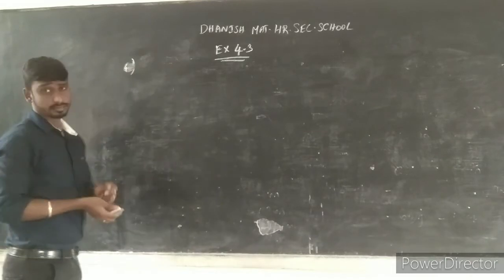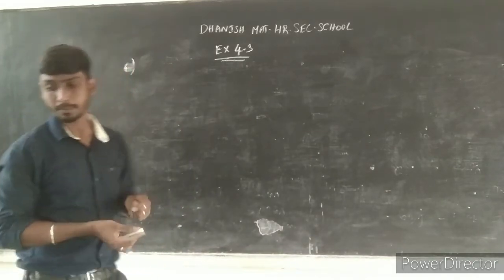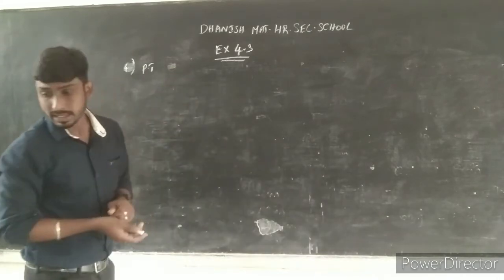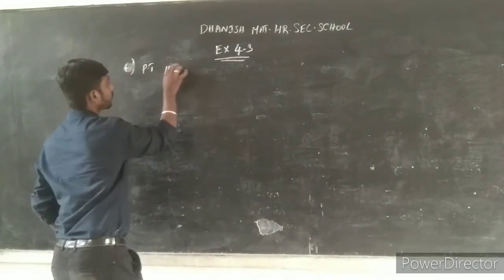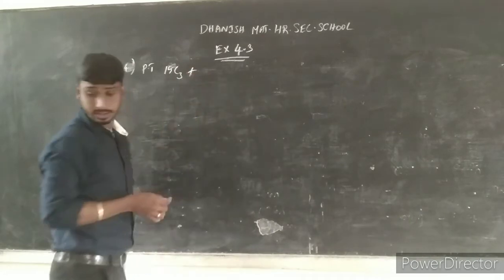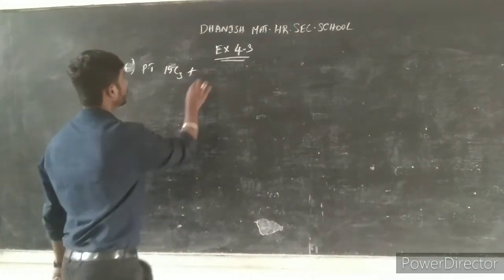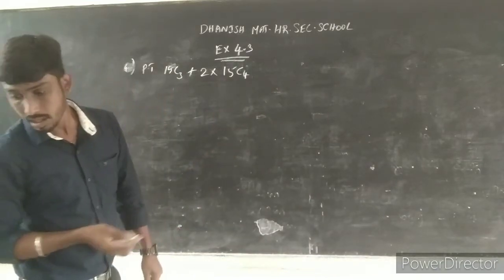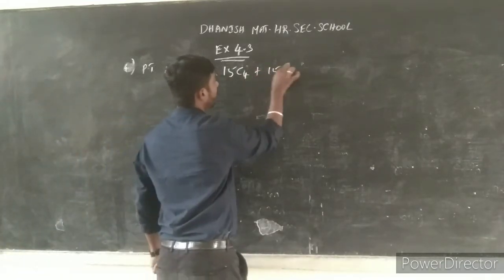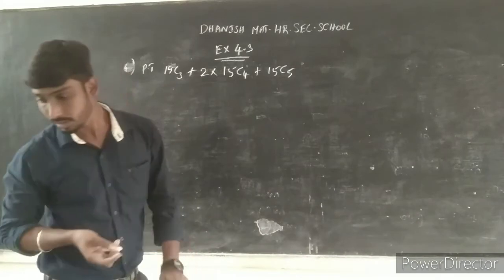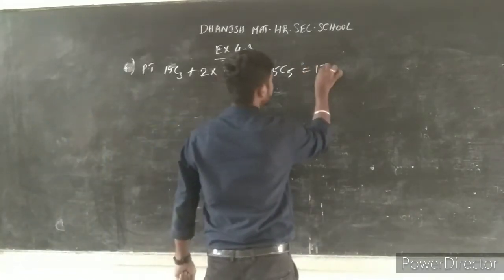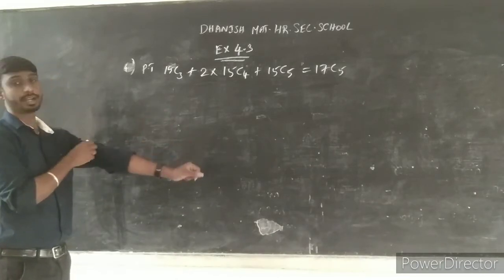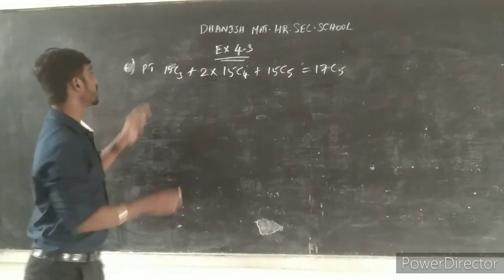Let me see the fourth question. What is the question given here? Prove that 15C3 plus 2 into 15C4 plus 15C5 is equal to 17C5.